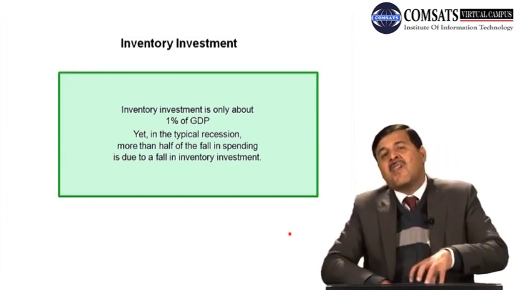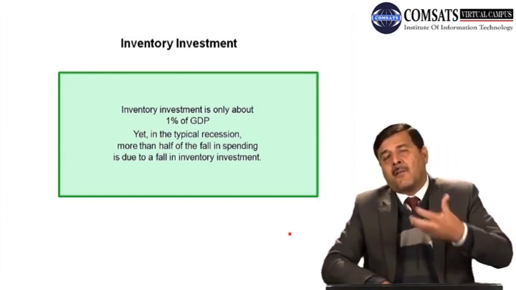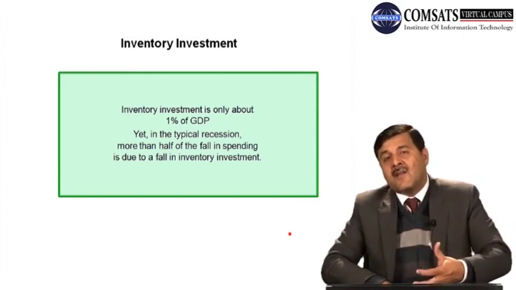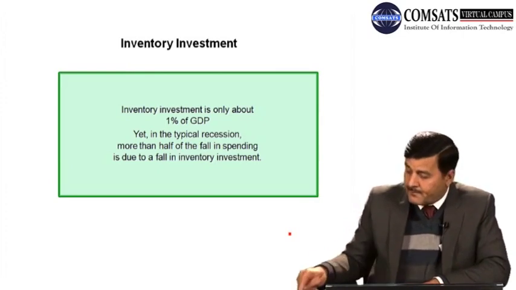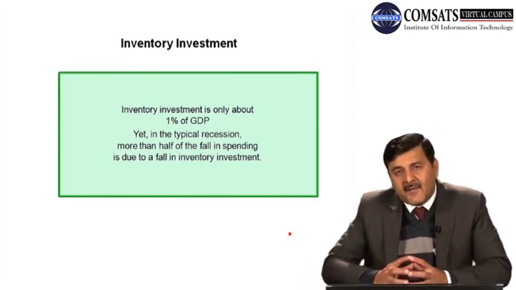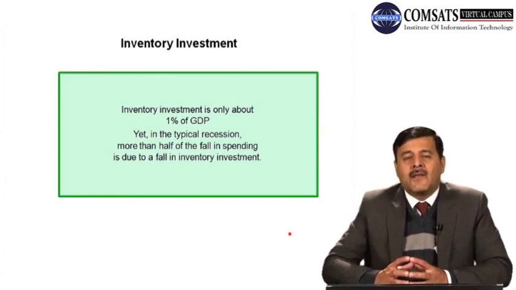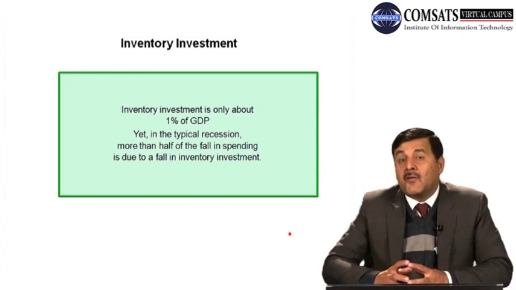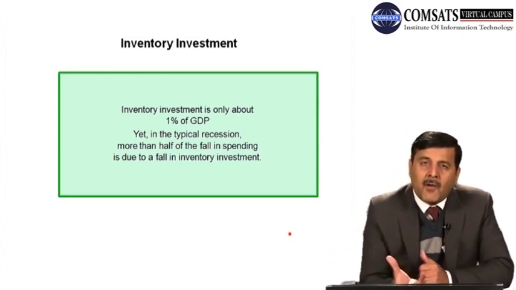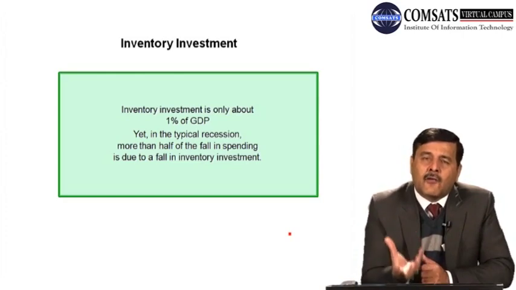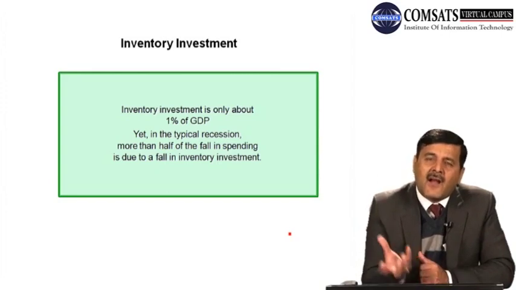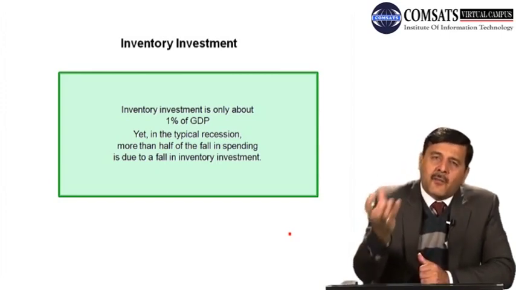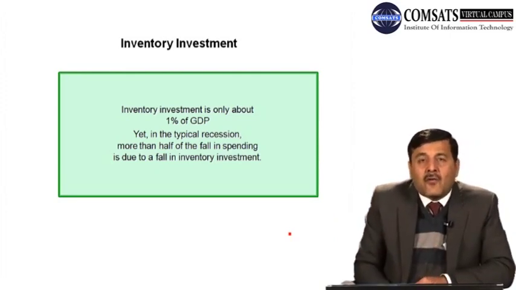So the fall in inventory investment is the reason for the fall in spending in recession. If you have plenty of stock available in inventory, then when output falls and spending falls, you can meet that requirement. You can make up that shortfall if it is in the stock, in the inventory available with you. But if the stock is not already there, and inventory investment has already fallen, then this could be a reason.